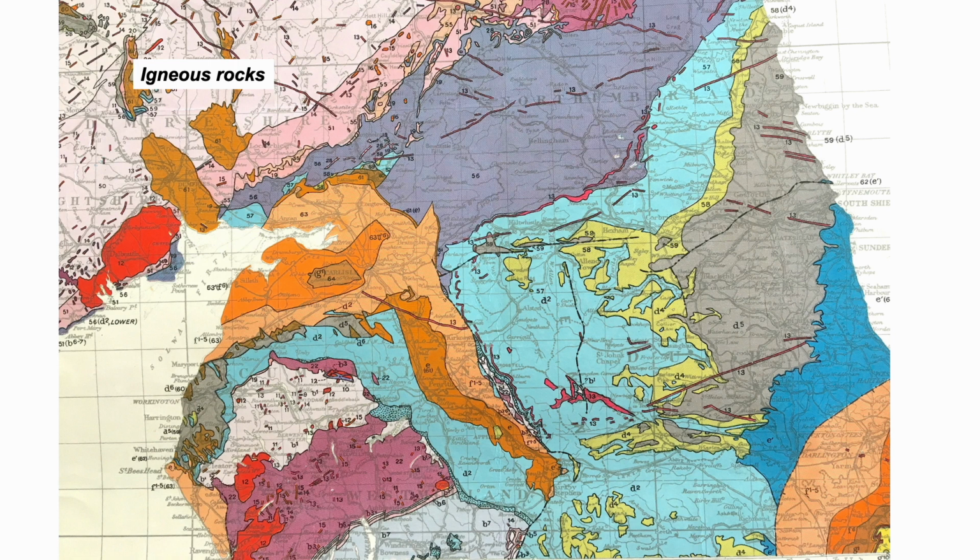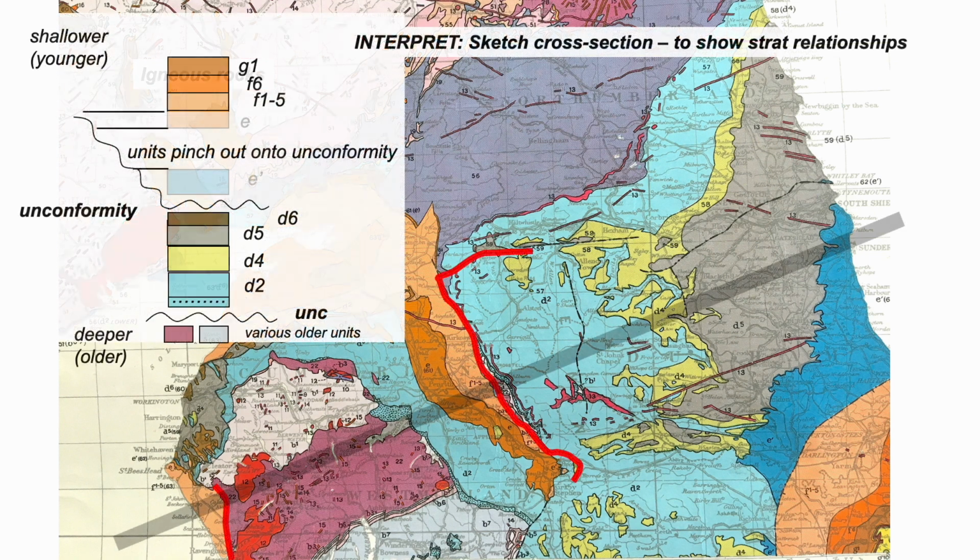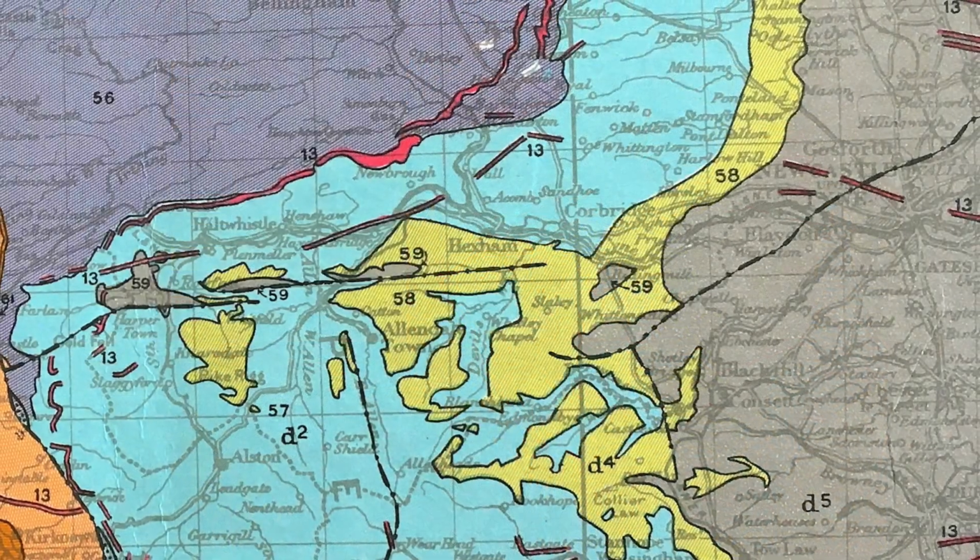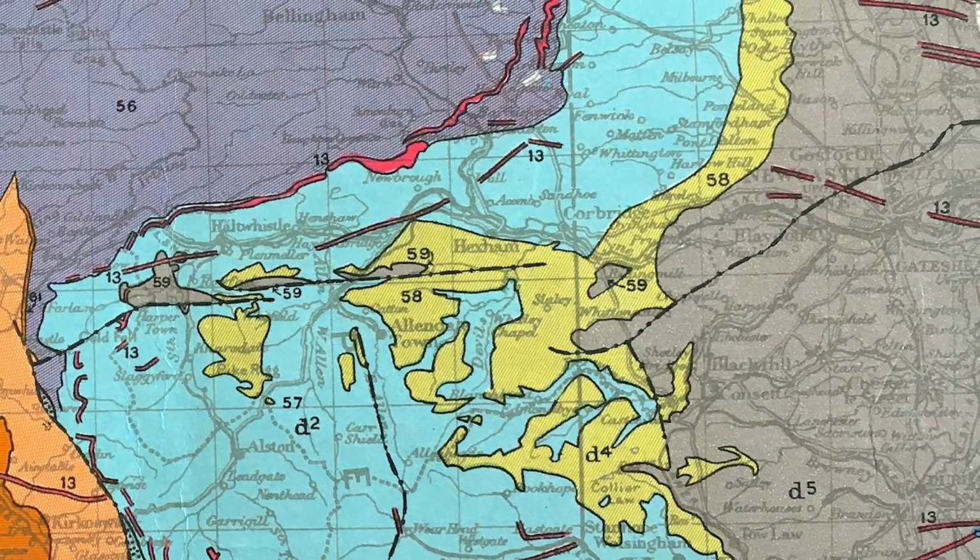The dikes won't appear on the cross section, as they'll be vertical and subparallel to our section line. The sills certainly should appear on our cross section. So that's our next game, to sketch a cross section to show all these stratigraphic relationships. And our first task when it comes to drawing the cross section will be to draw a topographic profile.